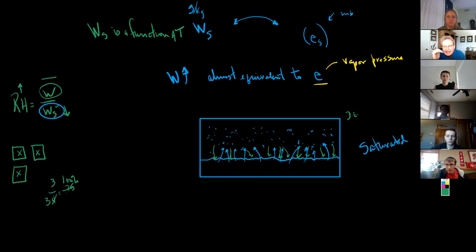Meaning, I can't put any, I have a certain amount of people. W sub S is what W would be if the air were saturated. That's the way you would define it. W sub S is what W would be if the air were saturated. Subjunctive tense. Does that make sense?